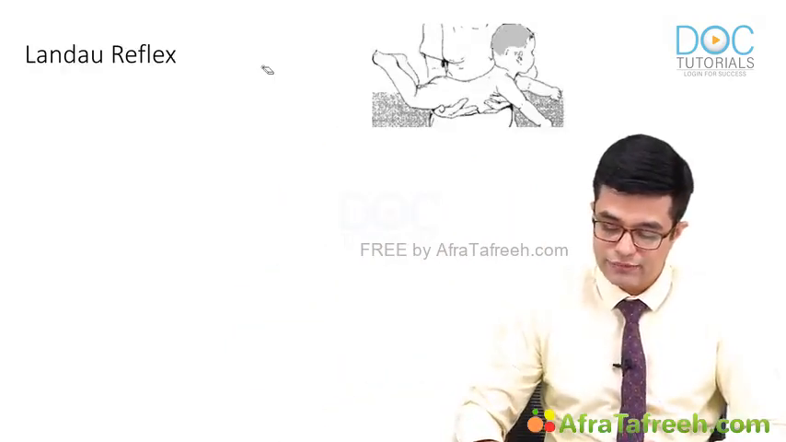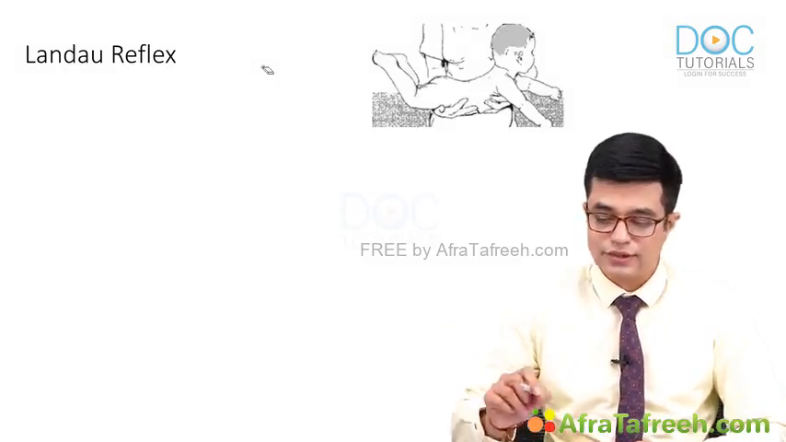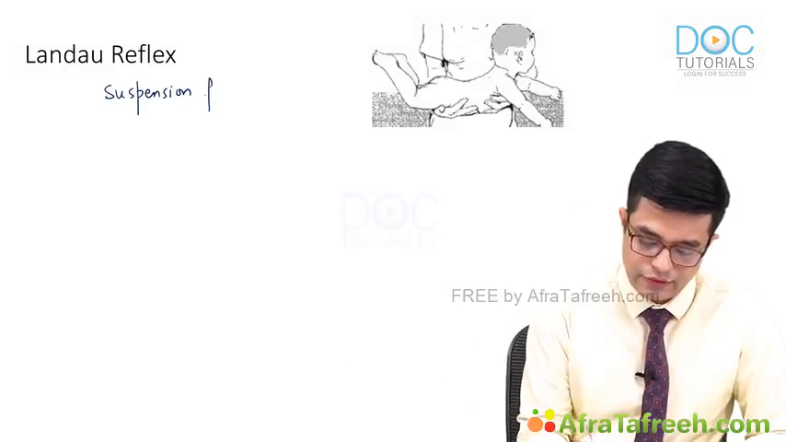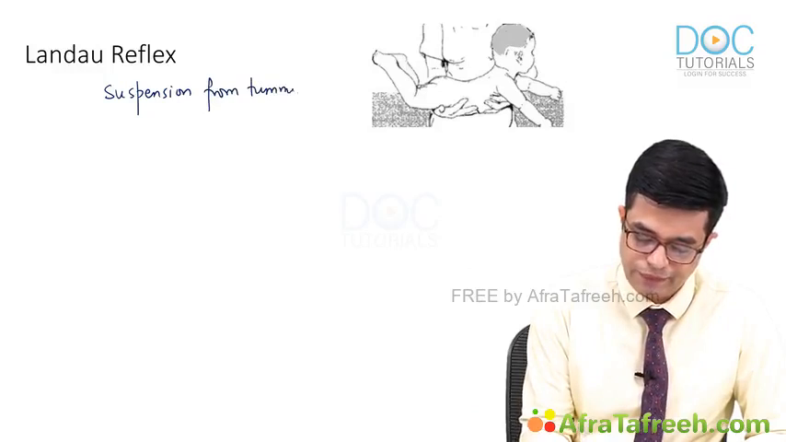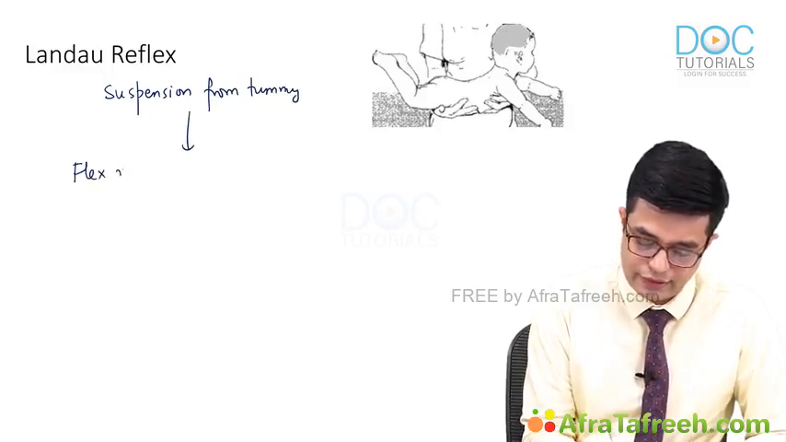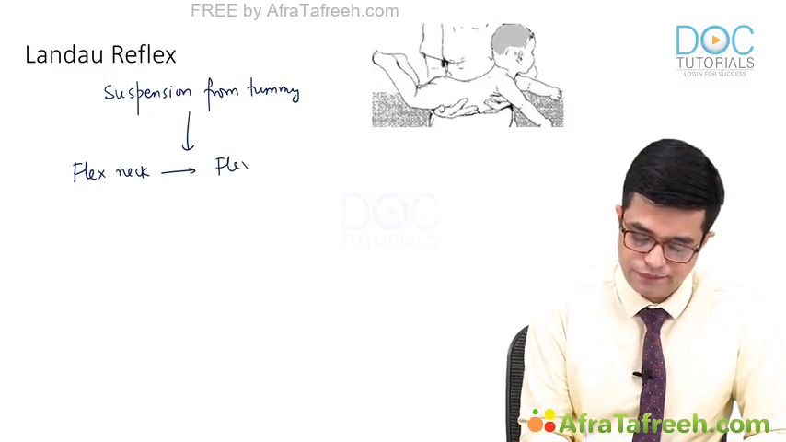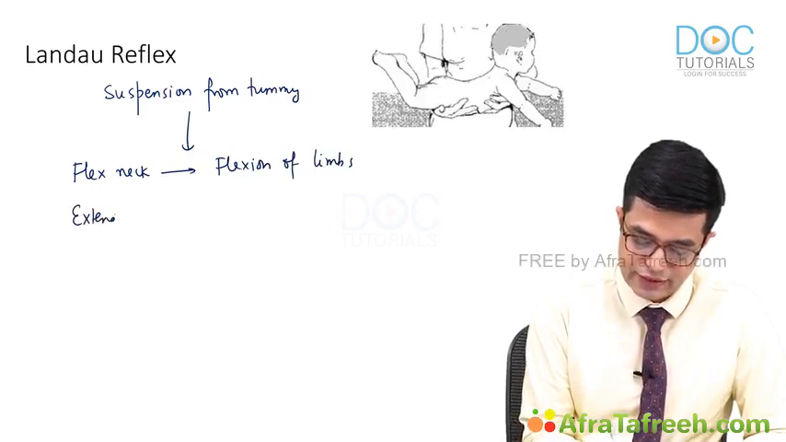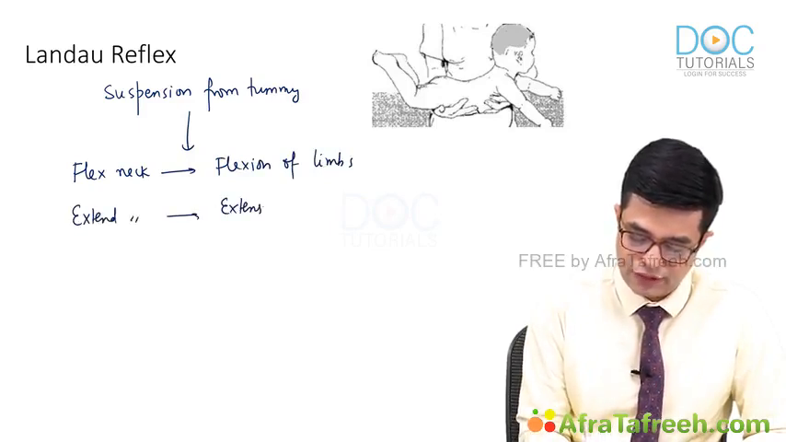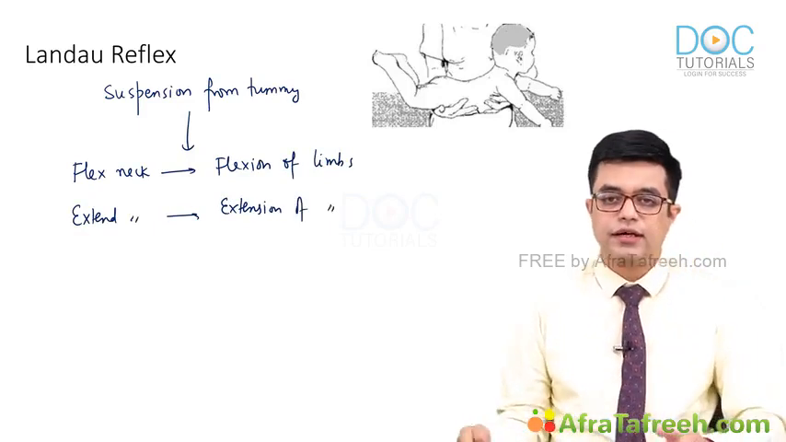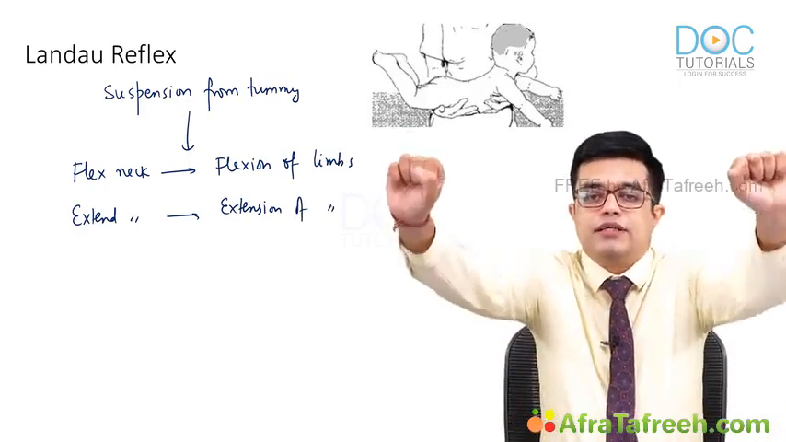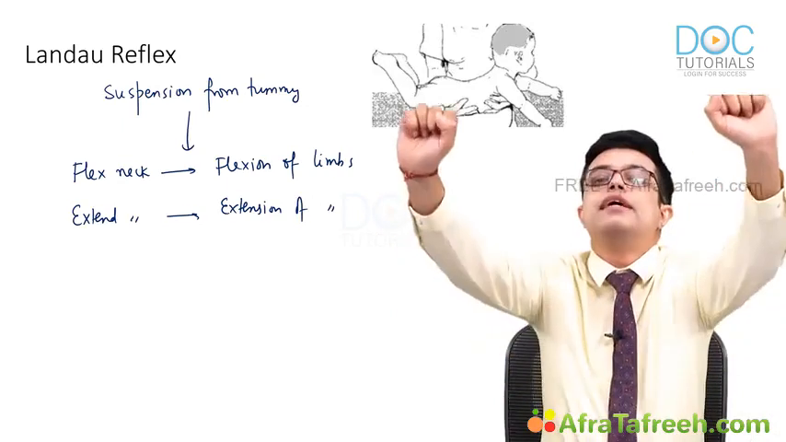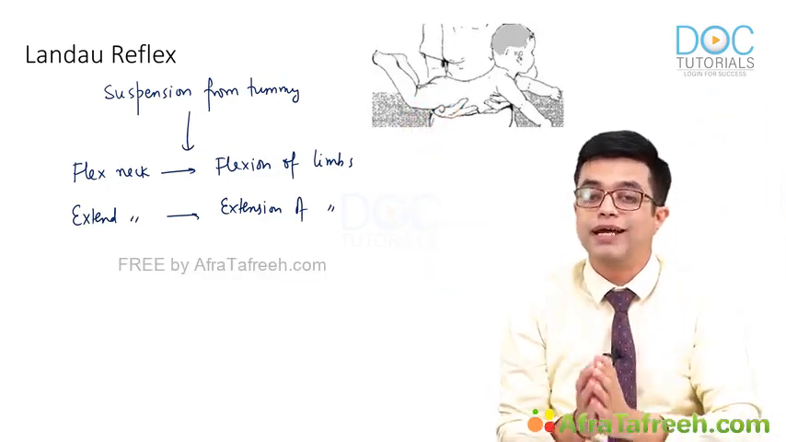So if I have to show you a diagram, this is how Landau reflex will look. Look at this picture. On suspension of the child, holding from the tummy, if you flex the neck, there will be flexion of limbs, all four limbs. And if you extend the neck, there will be extension of all four limbs. This looks like an appearance as if a Superman is flying. Because the limbs become like that on extension of the neck, you flex, it becomes like this. You extend, it becomes like that. So it is called flying Superman reflex.